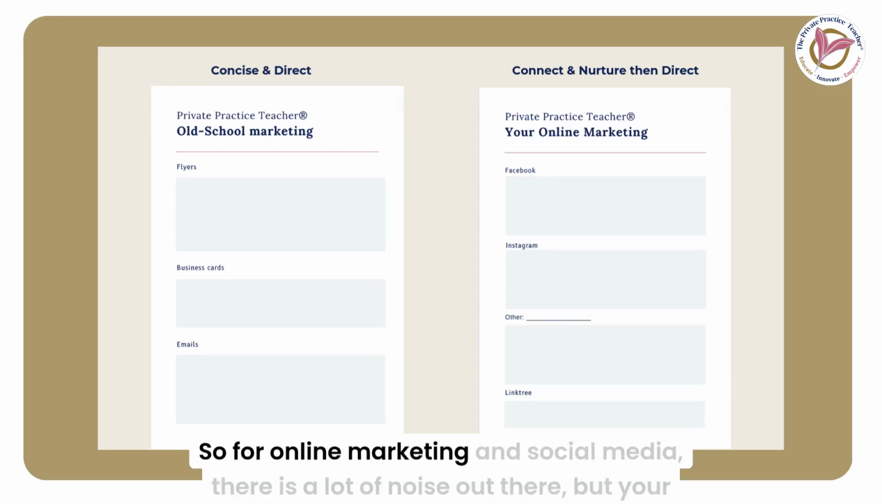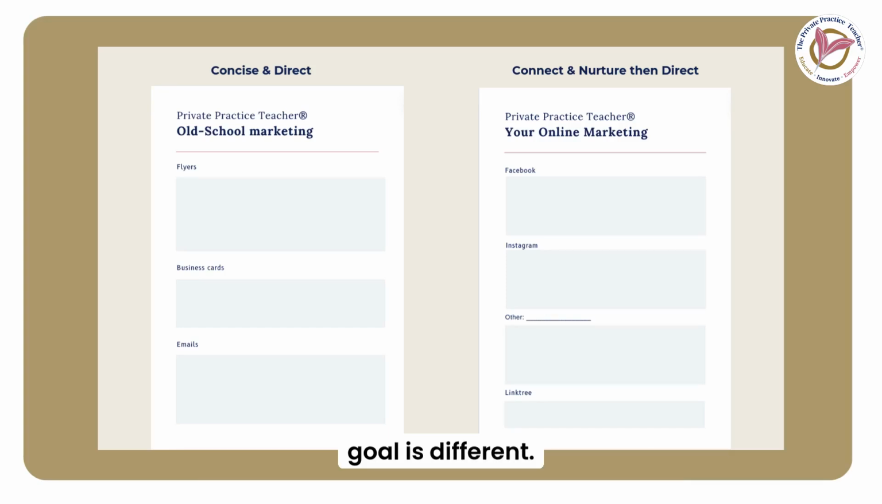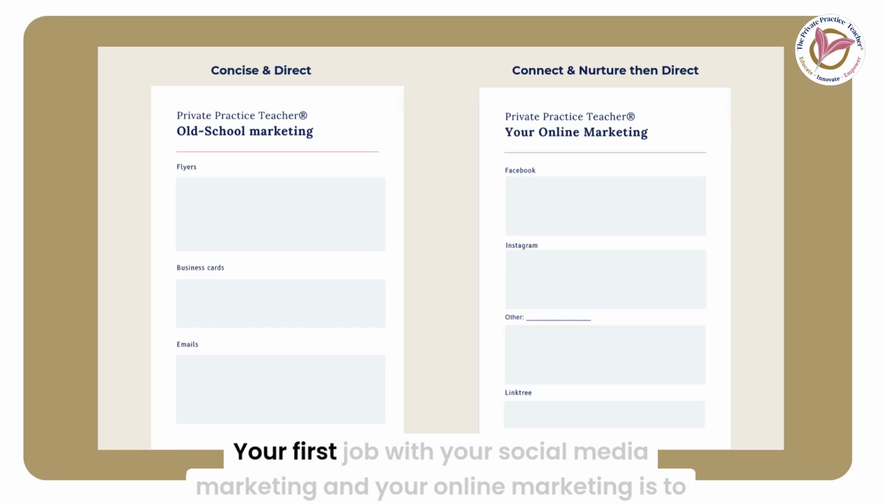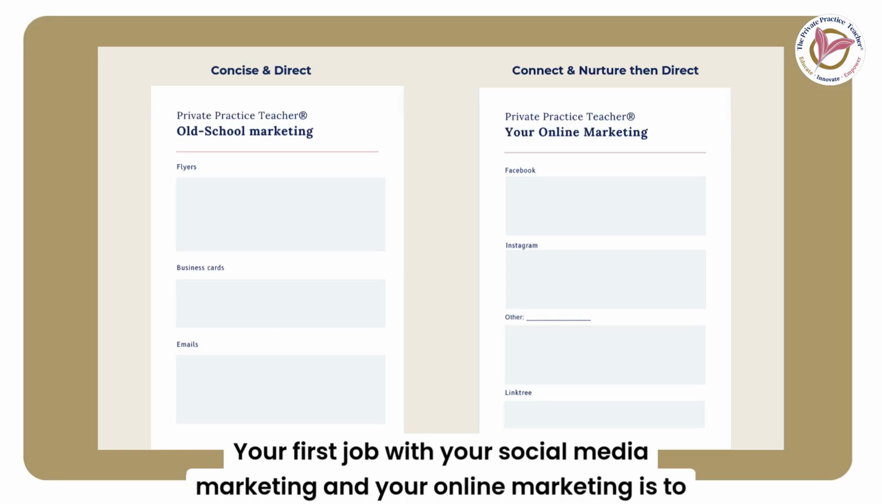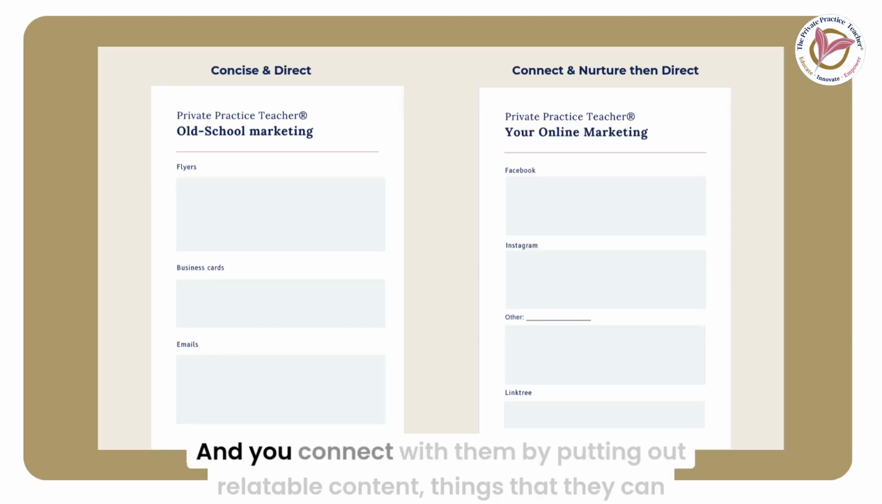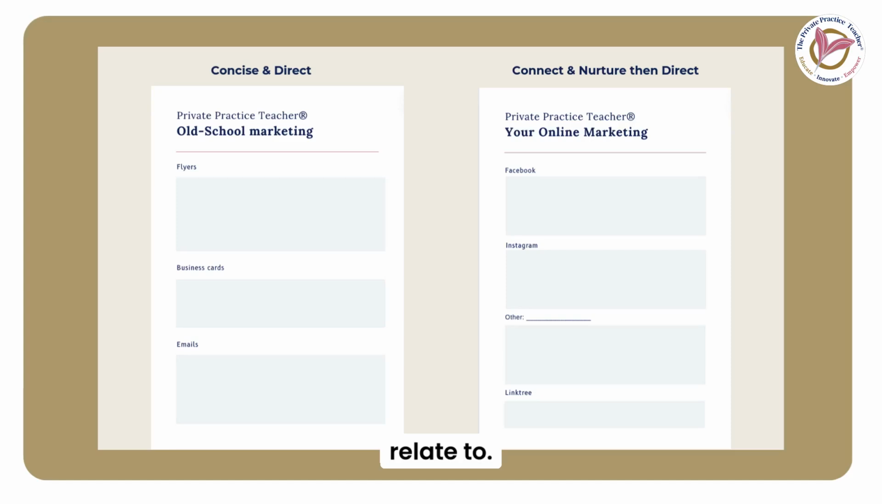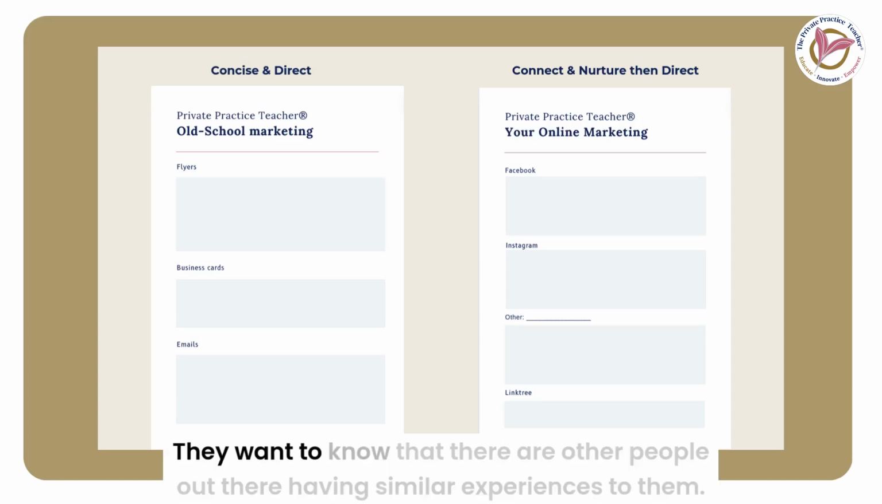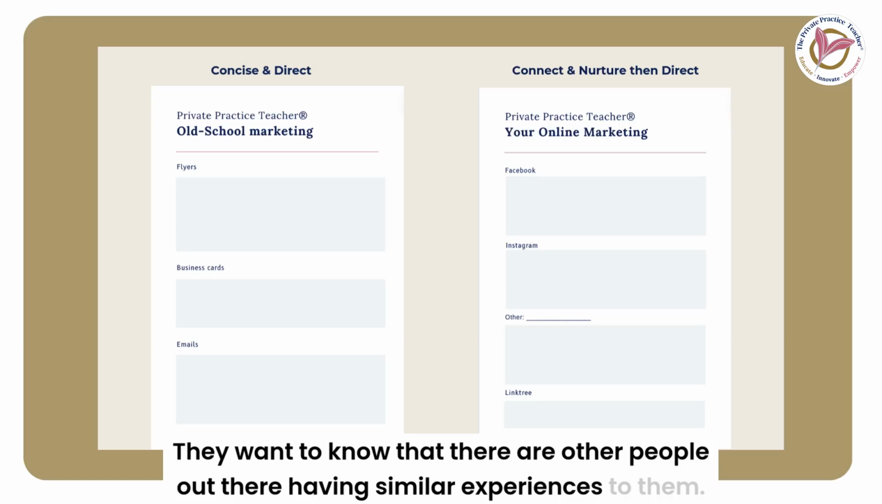So for online marketing and social media, there is a lot of noise out there, but your goal is different. Your first job with your social media marketing and your online marketing is to connect with your audience. And you connect with them by putting out relatable content, things that they can relate to. Most people are on social media craving connection. They want to feel seen. They want to know that there are other people out there having similar experiences to them.